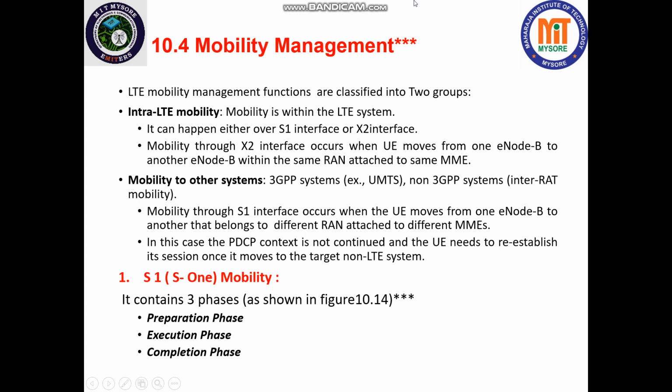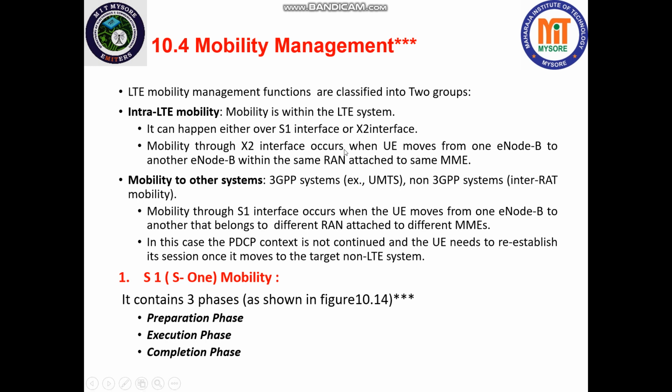There are two types in mobility management. One is intra LTE mobility, where mobility is within the LTE system. All are using 4G. In that 4G network only you are moving, which is called mobility within the LTE system. It can happen either over the S1 interface or the X2 interface. This we have seen in the very first block diagram of our LTE architecture. Okay, S1 interface and X2 interface.